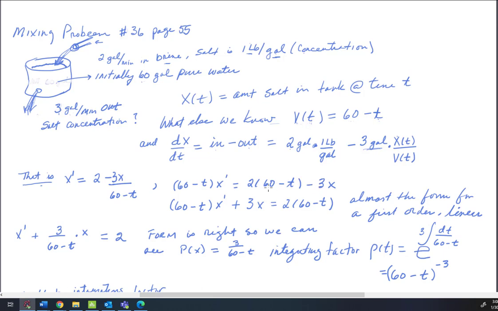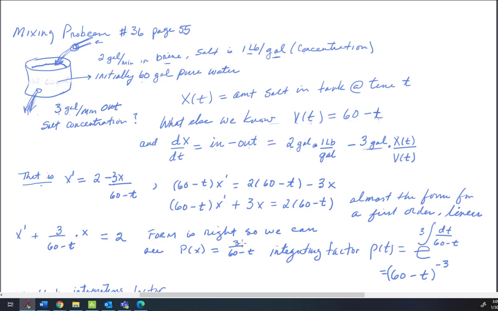And then I'm going to transpose the 3x, and I'm going to get the form right, because this is almost but not quite the right form for a first order linear differential equation. I divide by 60 minus t, and I have x prime plus 3 over 60 minus t times x equals 2. The coefficient of x, when I get this form right, the coefficient of x is the thing that we've called uppercase P of x.